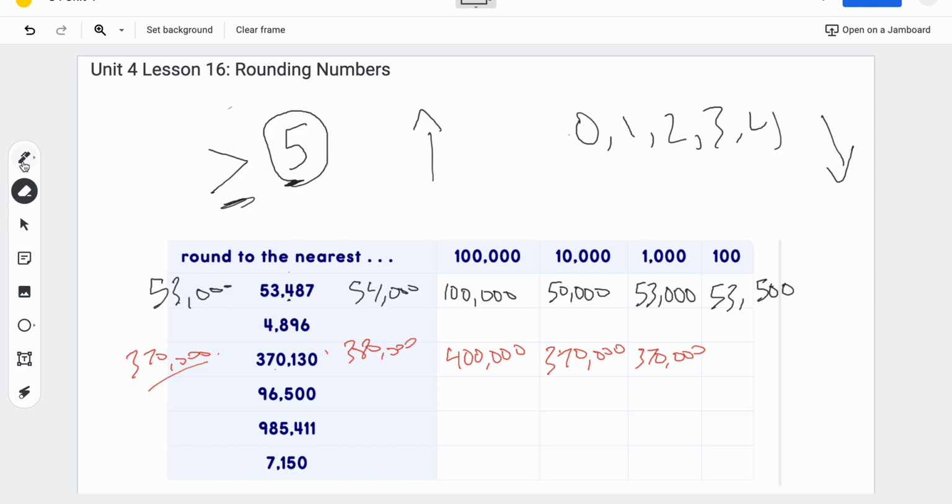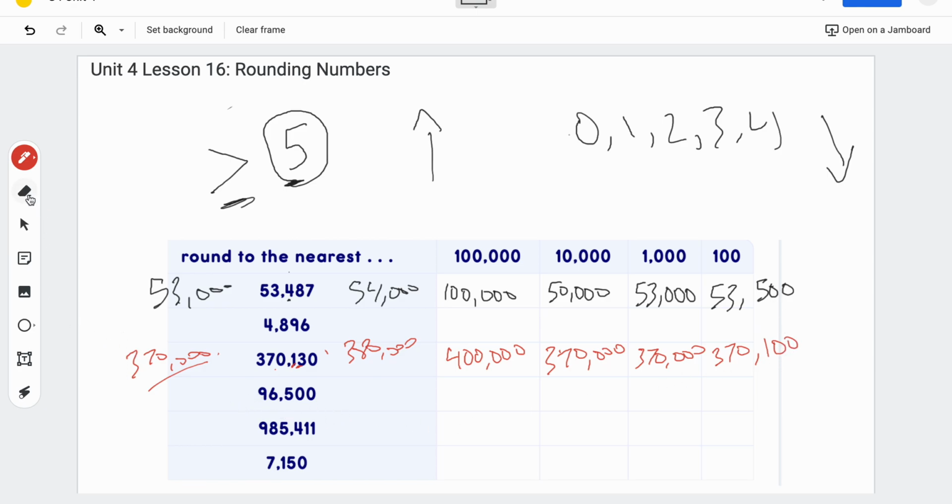All right, and so now we're going to round this number to the nearest hundred. So you go to the hundreds place. That's 100. So 370,100. So it's 130. Is that closest to 100 or 200? Well, you look to the digit next door. You see a 3. It's not a 5. So you're not going to run up. You're going to run down. So when we round this number to the nearest 100, it's going to be 370,100.